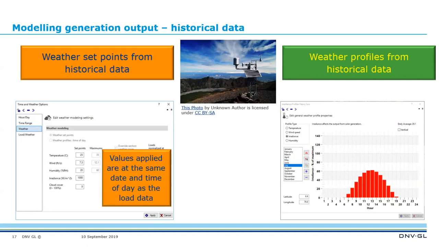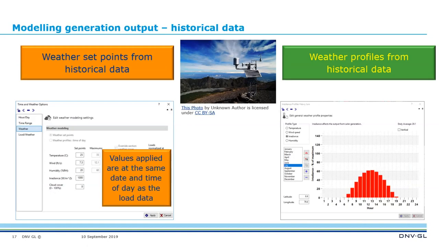And we've got a number of tools available for you. You have the ability to apply weather set points. So if you know when your system peak is or when your generation peak output is, you can apply the weather set points, so the wind speeds and the irradiation values, using the weather analysis options editor in the model ribbon bar. We'll have a look at these at the end of the slides.